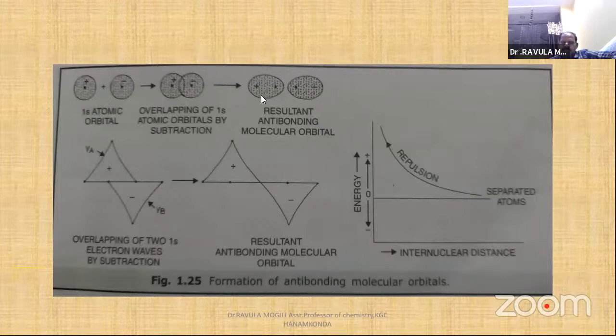So plus, minus, so here is the resultant anti-bonding molecular orbital. In that resultant anti-bonding molecular orbital, it is very, very important, it has a nodal point. The space where the electron density is 0 is called a nodal point. So in the anti-bonding molecular orbital, it has a nodal plane or nodal point here. This is a nodal plane. The space has electron density 0, therefore it is a nodal plane.